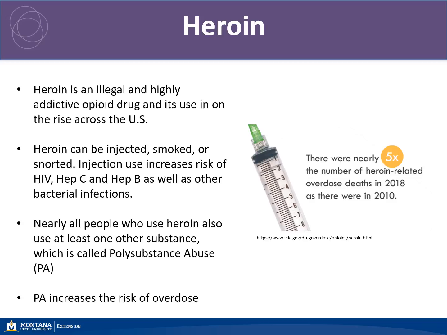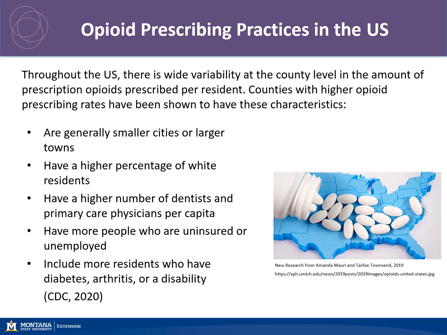Heroin is typically injected, but is also smoked and snorted. When people inject heroin, they are at a much higher risk of overdosing, as well as risk of serious long-term viral infections such as HIV, hepatitis C, hepatitis B, and bacterial infections of the skin, bloodstream, and heart.